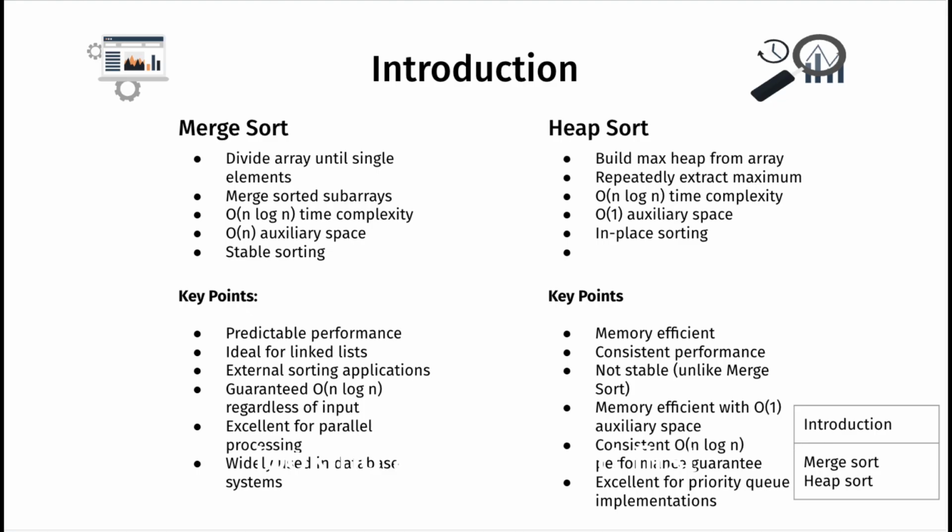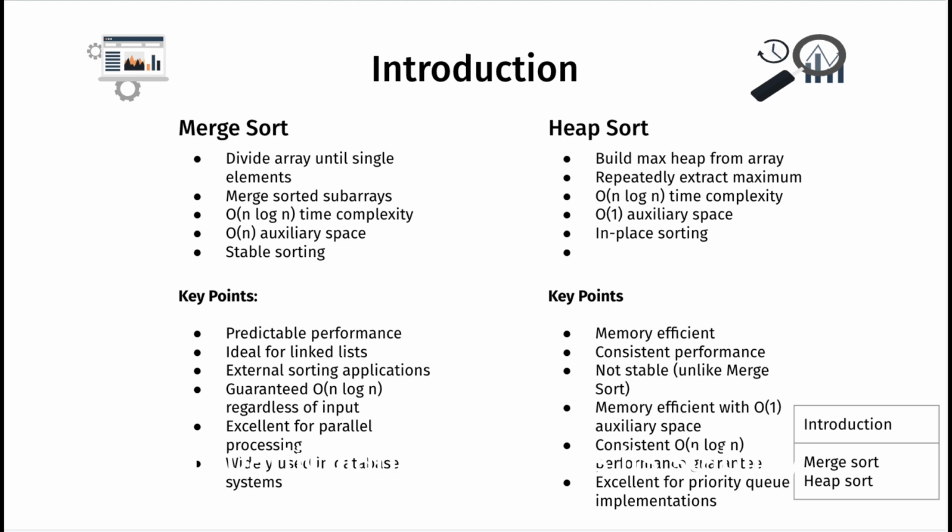Looking at merge sort first, this algorithm embodies the classic divide and conquer approach. It recursively divides an array until we reach individual elements, then merges these sorted subarrays back together. With a time complexity of O(n log n) across all scenarios and requiring O(n) auxiliary space, merge sort guarantees predictable performance regardless of the input data.